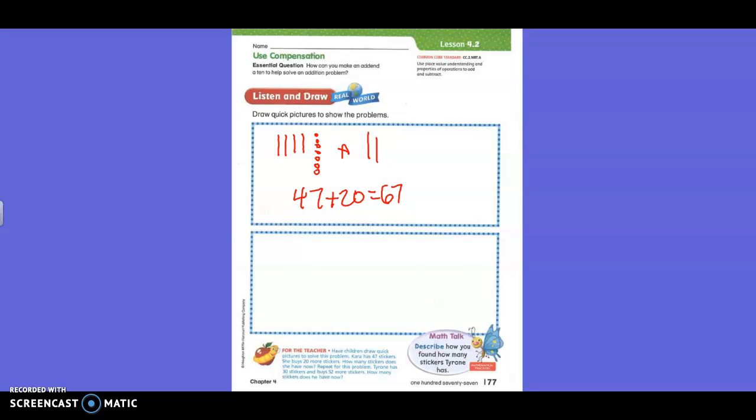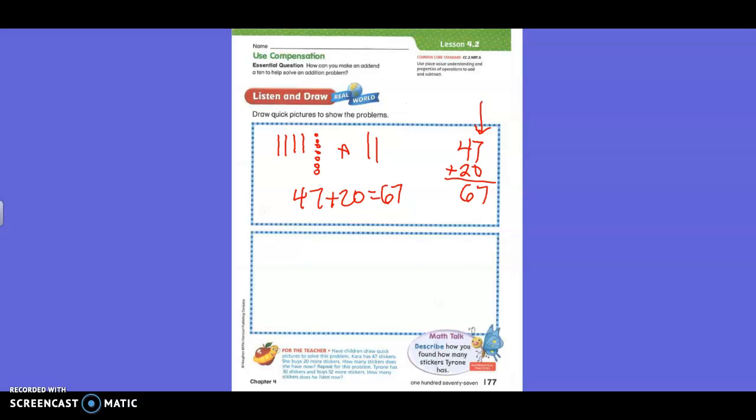You could stack and add. You could do 47 plus 20. That is another way to find this. You always start on the right side. 7 plus 0 going down is 7. 4 plus 2 going down is 6. We have the same answer? Yes. Okay, next story problem.